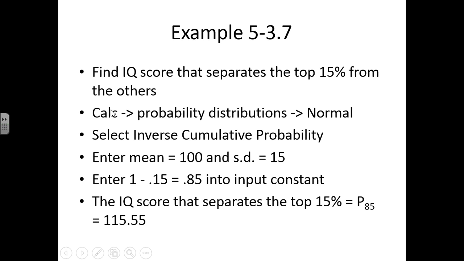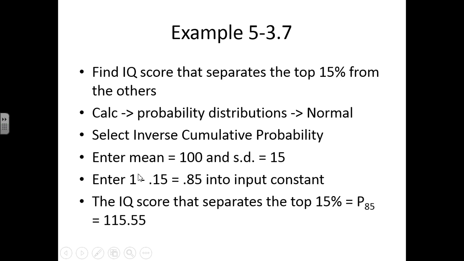We go to the same place, calc, probability distributions, normal. But this time we select inverse cumulative probability. We do this when they give us the area shaded and they're asking us to find some kind of value. We're going to see later on a term called the critical value. That's a value. Percentiles are values. Quartiles are values. And an IQ score is a value.